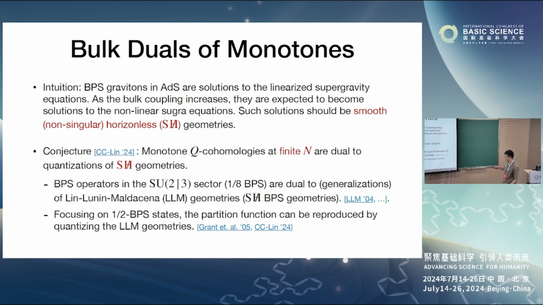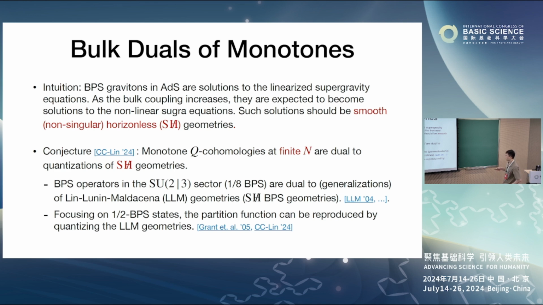And there are two pieces of evidence for this conjecture. First, as I said, all 1/8 BPS operators are monotone, so we can consider a particular sector of 1/8 BPS operators, and it's known that they are due to generalizations of the Lin-Lunin-Maldacena geometries, and these geometries are smooth and horizonless BPS geometries. And this correspondence is so far only a classical correspondence between 1/8 BPS operators and 1/8 BPS geometry. But for the 1/2 BPS operators, this classical relation can be made fully quantum.